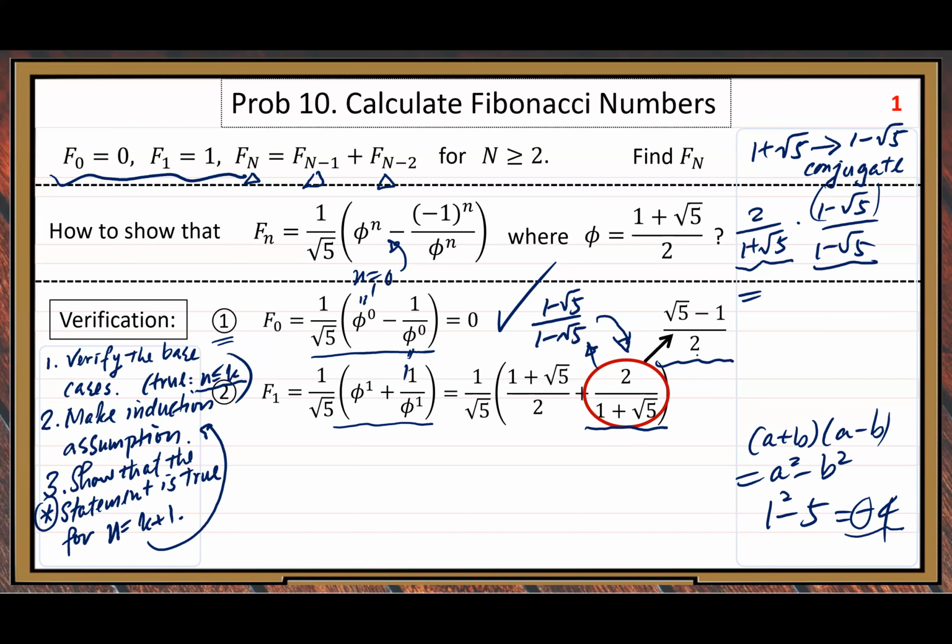Then you have a common denominator, right? Both terms have a common denominator. So then minus 1, 1 cancel out. Root 5 plus root 5, 2 root 5, and you have denominator 2, you can do cancellation. 2 cancel out. So root 5 and this root 5 cancel out, right? So after the cancellation, you get a 1. So we complete the verification of the second base case.